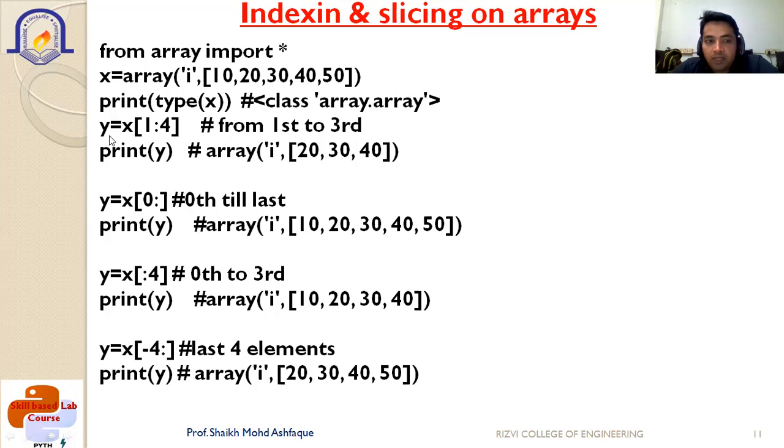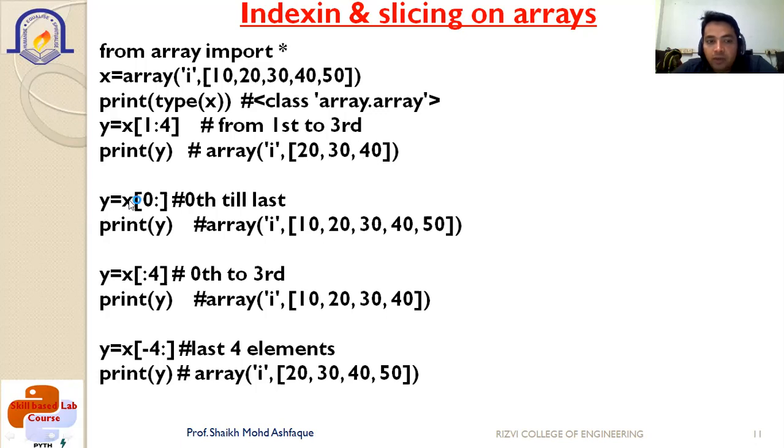Now y is equal to x, and x is nothing but your array, and here we are using 1:4. So basically it will try to print from the first to the third element. We have the elements at 0, 1, 2, 3, 4, so it will print the elements from first to third. When you use print y, you can see the output declared as array I, and it will display the data from 1 to 3. It will not go to the 4 location, it will always go to the n-1 location. So 20, 30, 40 is displayed.